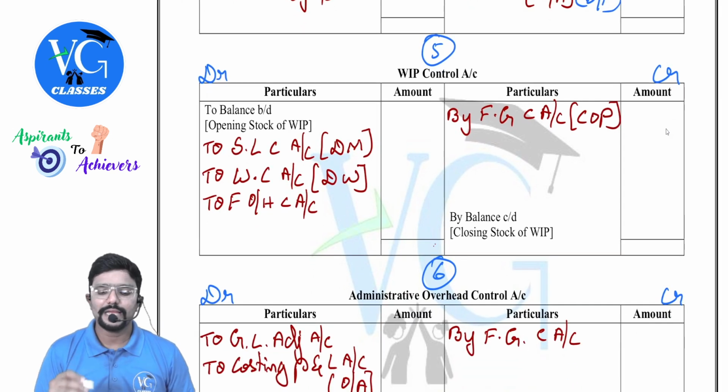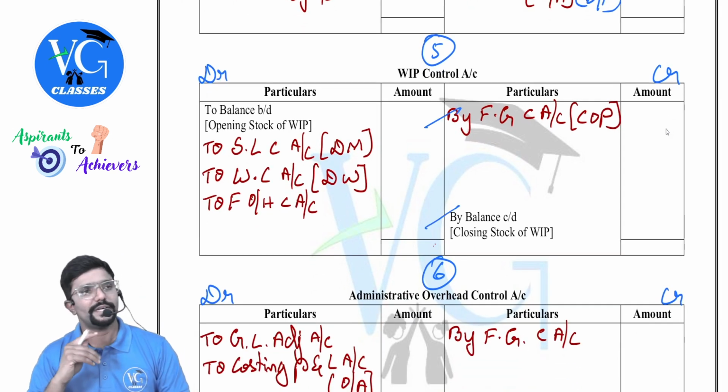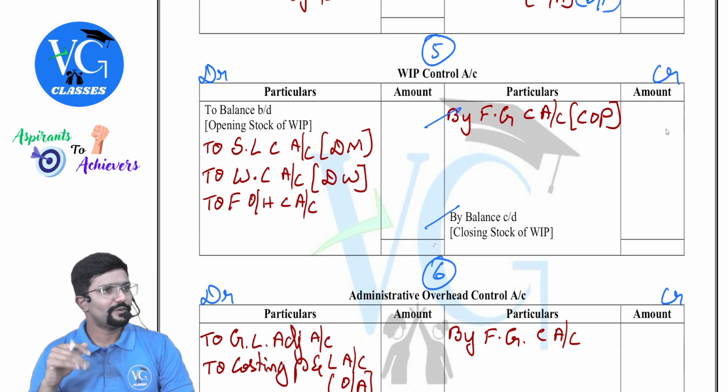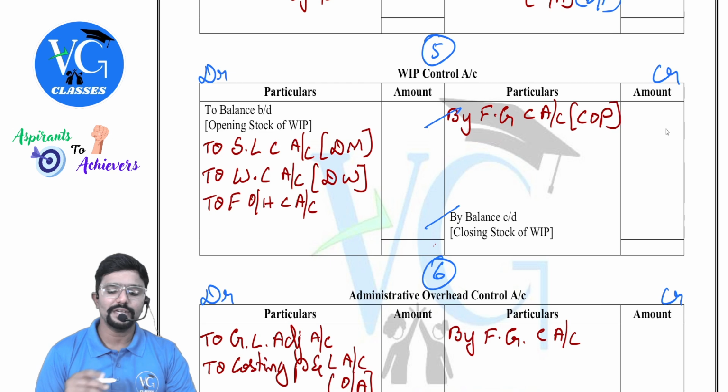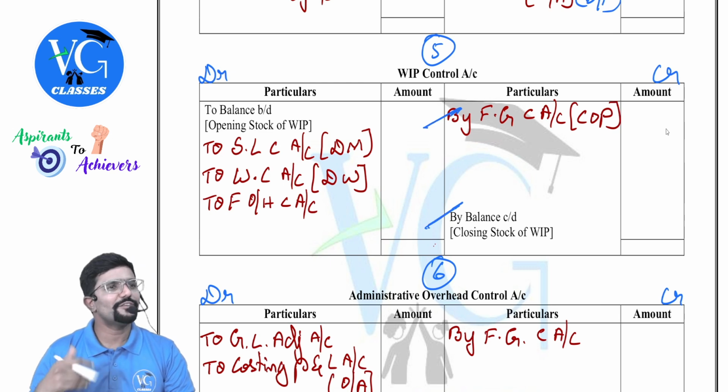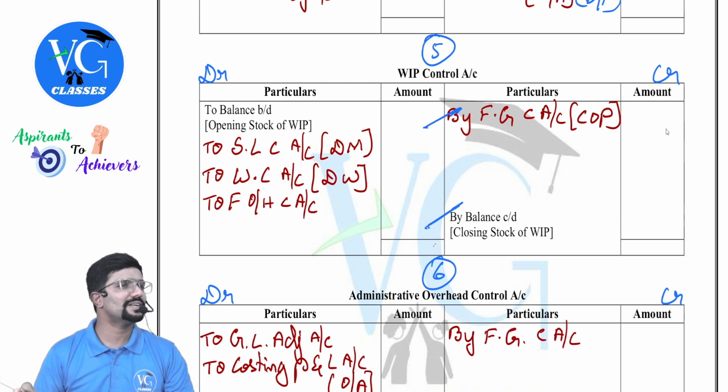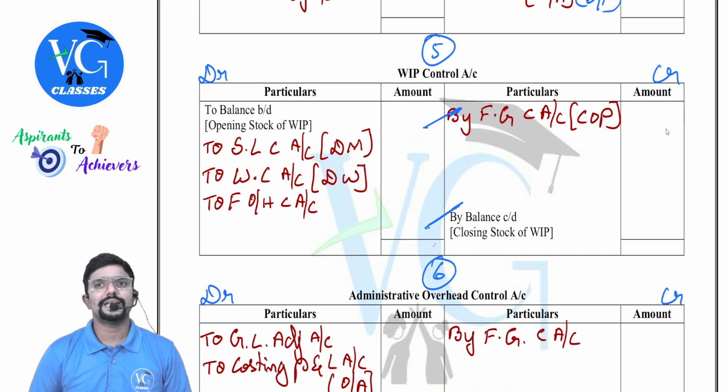WIP control account: either of these two will be the balancing figure, if you are supposed to calculate one. Sir, what if both are given? Just write them and close the account as it stands. Whatever I am marking in blue are the possibilities of having a balancing figure in that account.